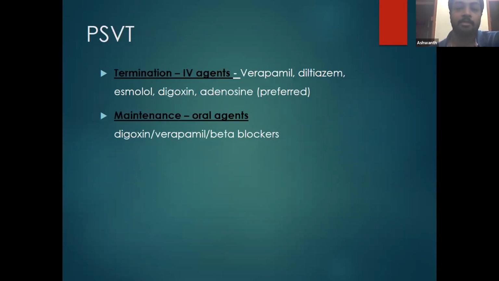For PSVT, the termination IV agents that can be used are verapamil, diltiazem, esmolol, digoxin, and adenosine. Adenosine is most preferred, and for maintenance, oral agents are digoxin, verapamil, and beta blockers.